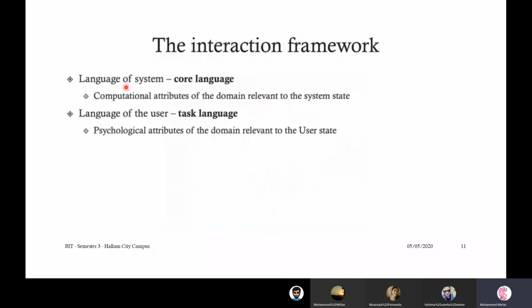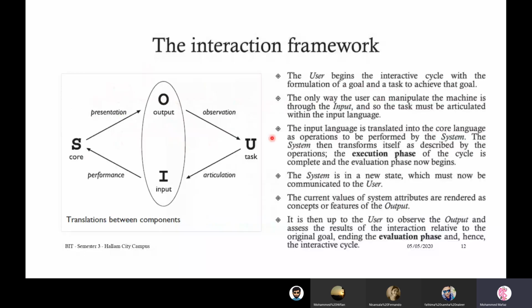So we have already learned this. The language of the system is called the core language. It involves the computational attributes of the domain relevant to the system state. And the task language is the language of the user, the psychological attributes of the domain relevant to the user state. So in this interaction framework, we talk about 4 stages. The 7 stages are already coming as part of these 4 stages: articulation, performance, presentation, observation. You can compare it with Norman's model as well.